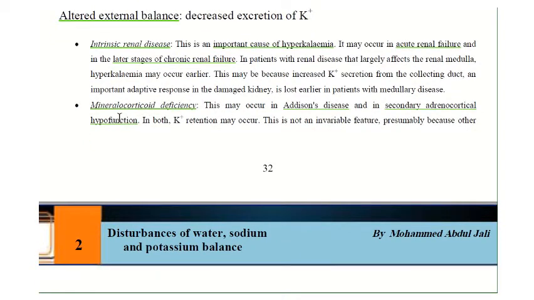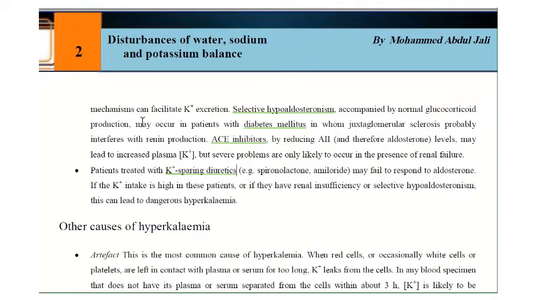بعد the other causes, mineralocorticoid deficiency. This may occur in Addison's disease and in secondary adrenocortical hypofunction. In both, potassium retention may occur. This is not an invariable feature, presumably because other mechanisms can facilitate potassium excretion.